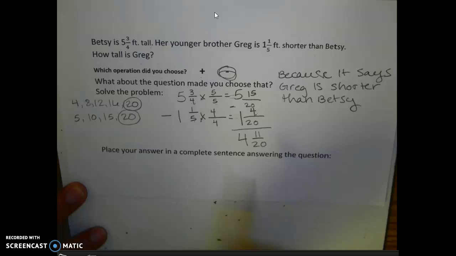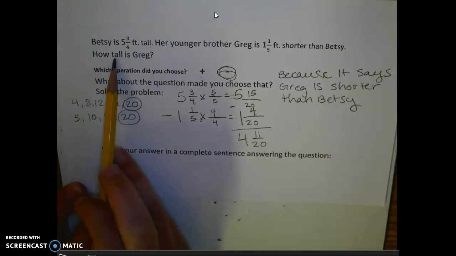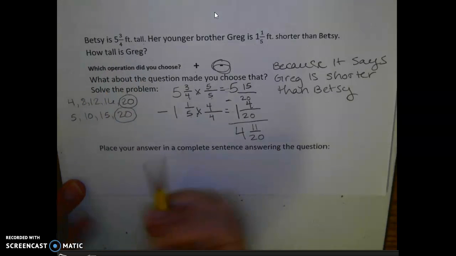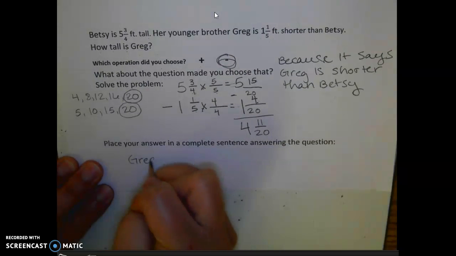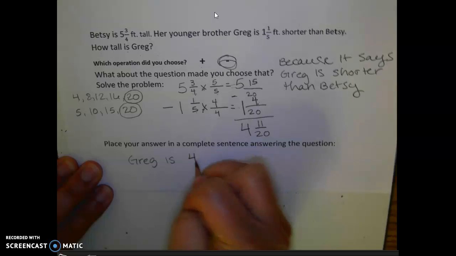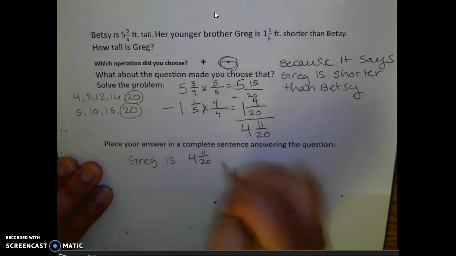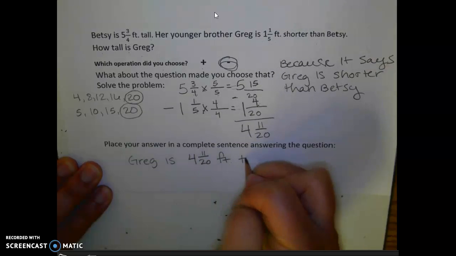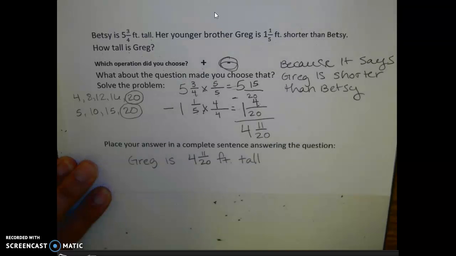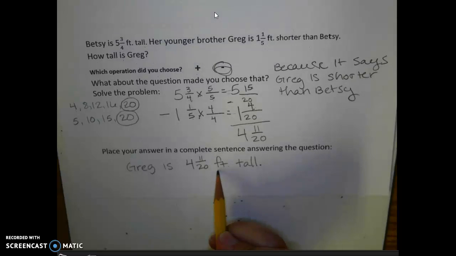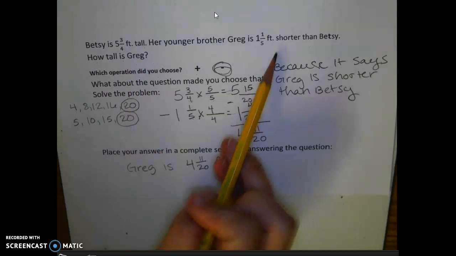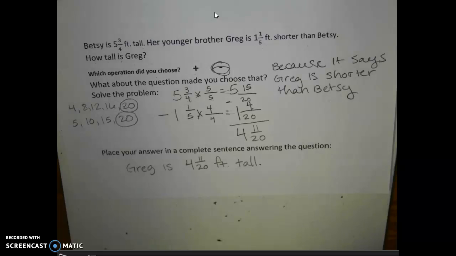But let's answer the question. The question is, how tall is Greg? So let's write our answer in a sentence. Greg is 4 and 11 20ths foot tall, or that would be feet tall. I'm using feet because that's the measurement that we were using in the problem. So our answer is 4 11/20.